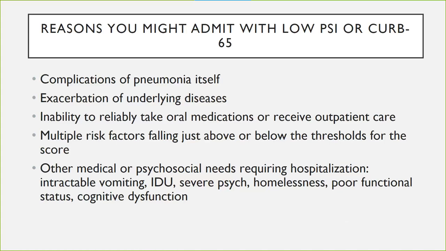So in this lady, even though her CURB-65 score was only 1, her PSI was high, and she had a lot of comorbidities. So I think it's reasonable to admit her to the hospital, at least for a day or two, to make sure that she's going to do okay. I think in this case, the CURB-65 may have underestimated the severity of her pneumonia.